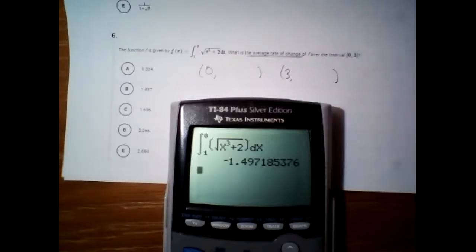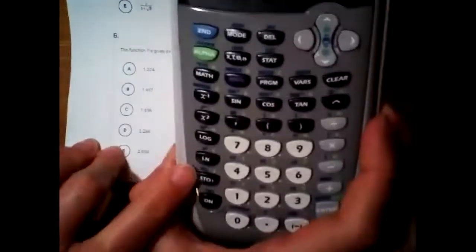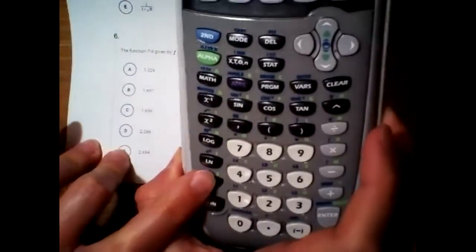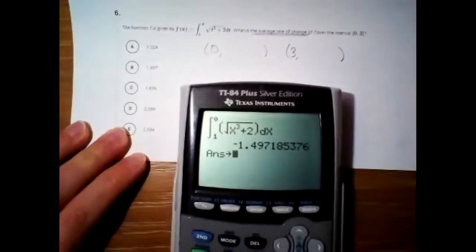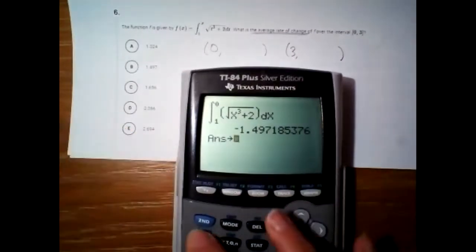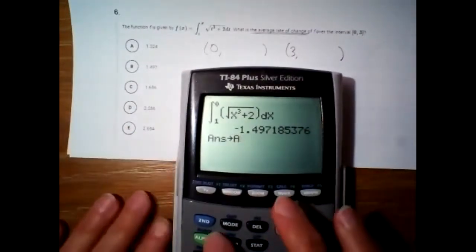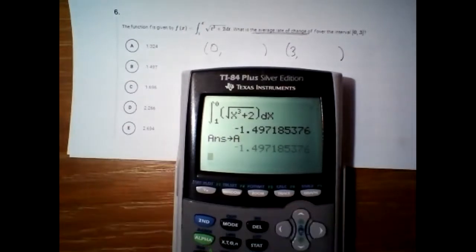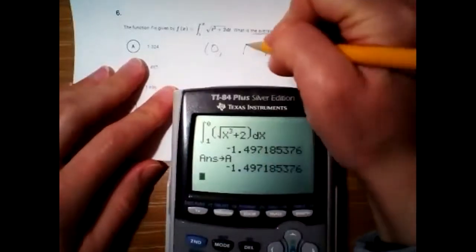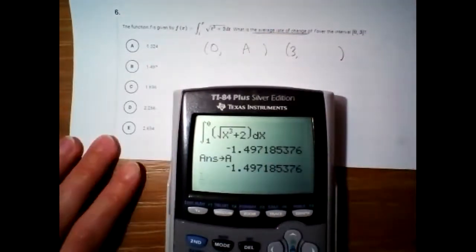Right, so what I'm going to do is store that. You're going to hit your store button, which is right down here at the bottom. It says sto, and it's going to put a little arrow on there. And I'm going to store it as A. So you hit alpha A and then enter. So store, alpha A, enter. And what that's going to allow me to do is like a copy paste. So I have that stored as A.